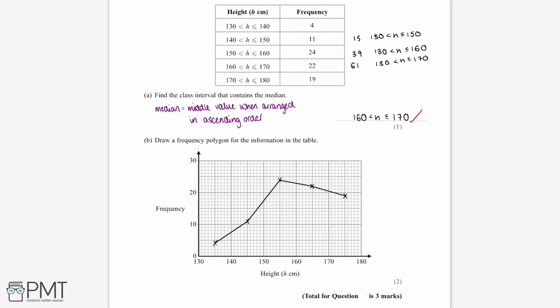And this is what our completed frequency polygon should look like. And this question's worth 2 marks, and we'll get both of these marks for correctly completing the frequency polygon.